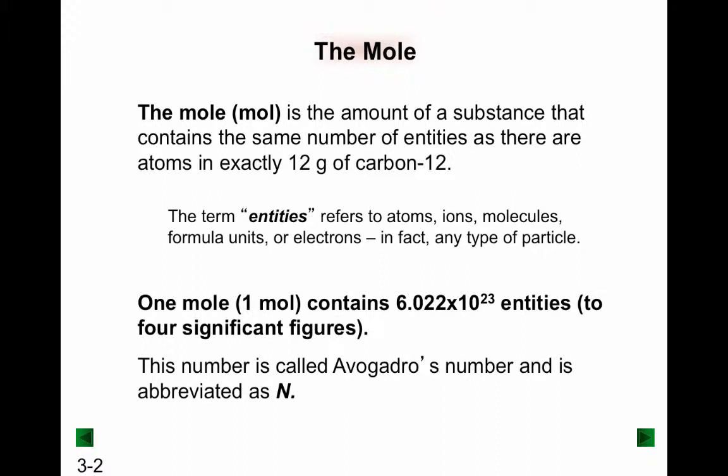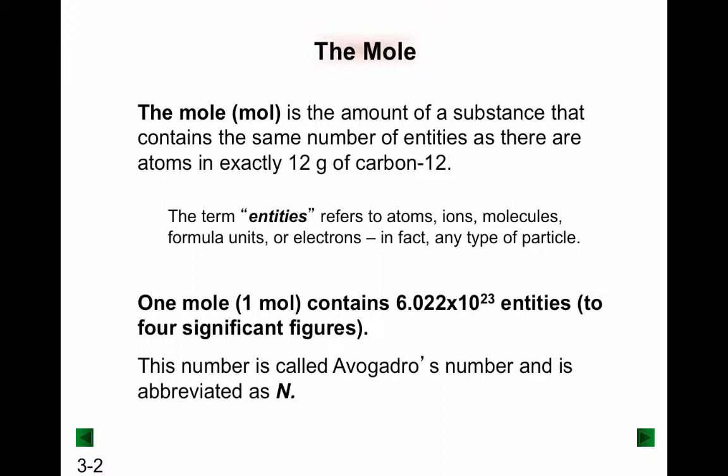There are 12 eggs in a dozen, and there are 6.022 times 10 to the 23rd eggs in 1 mole of eggs. 1 mole of carbon-12 atoms contains 6.022 times 10 to the 23rd carbon-12 atoms. 1 mole of hydrogen bromide contains 6.022 times 10 to the 23rd hydrogen bromide formula units.